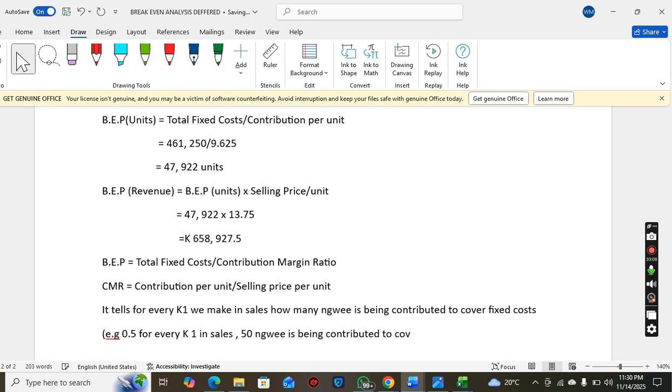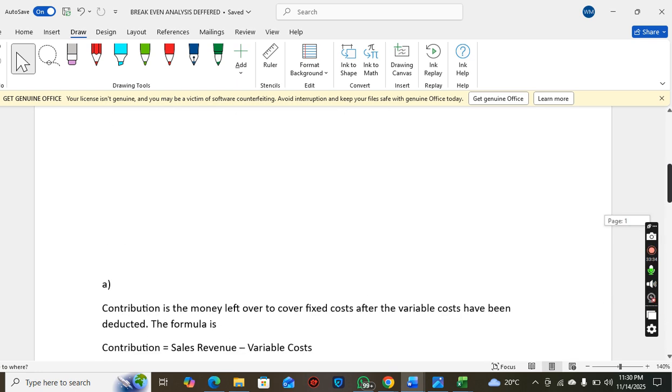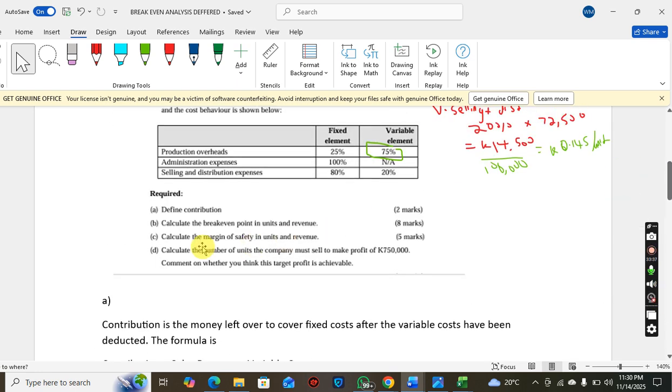Contributed to cover fixed costs. Okay. So that's the other way you can calculate the break-even point in revenue. But as I said, the easiest one is this one: you just get the selling price per unit times the break-even point in units, unless it tells you otherwise. Any questions before we go to the margin of safety in units and in revenue?